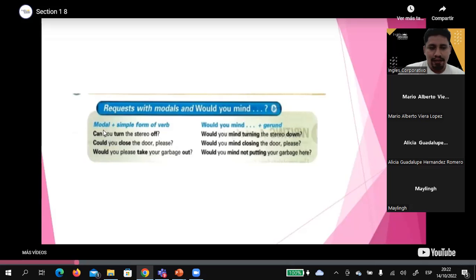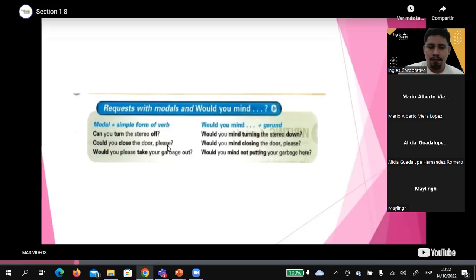In the case of requests, we use the modal with the simple form of verbs, meaning the present simple or simple present, like the examples that we have here. Can you turn the stereo off? That's a request that I'm asking someone in order to do something for me. In this case, we usually add the word please at the end, mostly to be more polite. It is possible to omit it if you have confidence with that person.